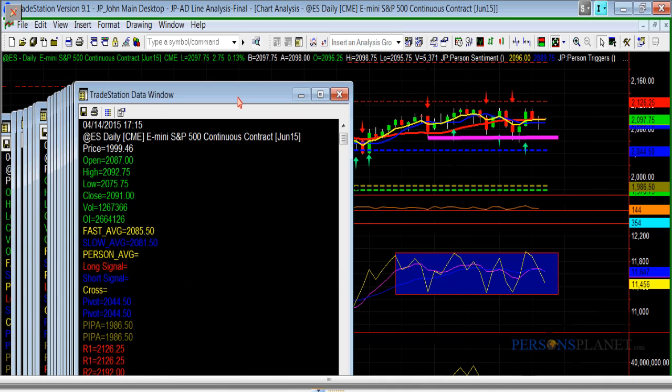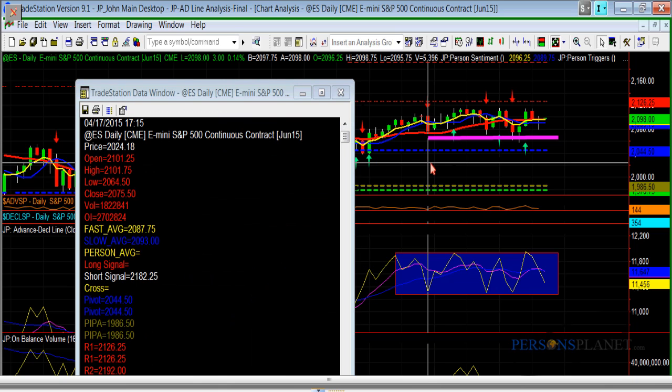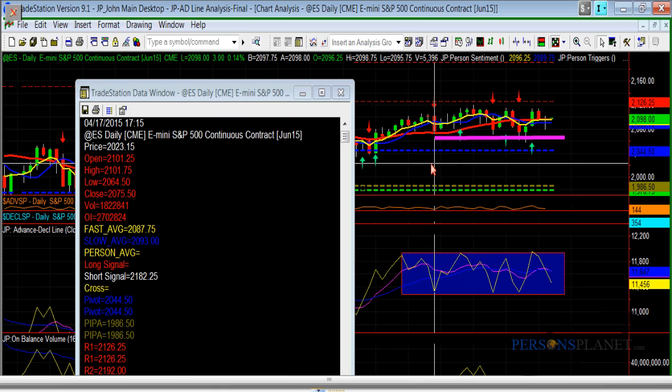It's April, and you can see right here, that red candle right there, it's got a little sell signal, April 17th. We've tried to test it once, twice, we broke it the other day, last week, we came back up.